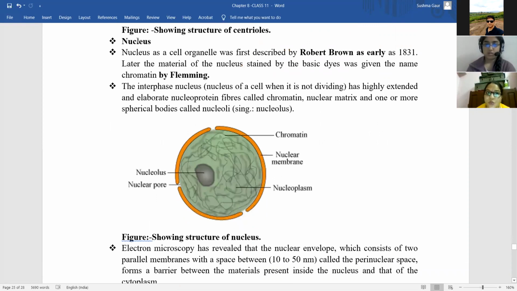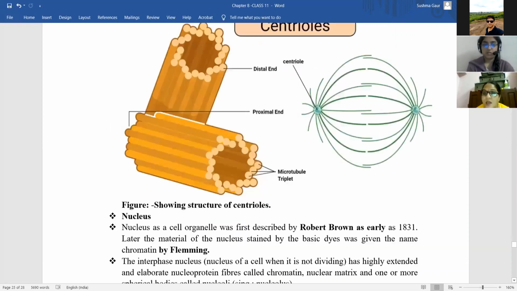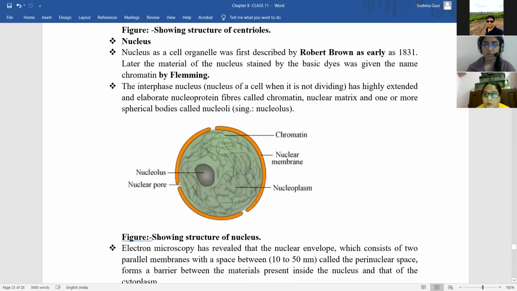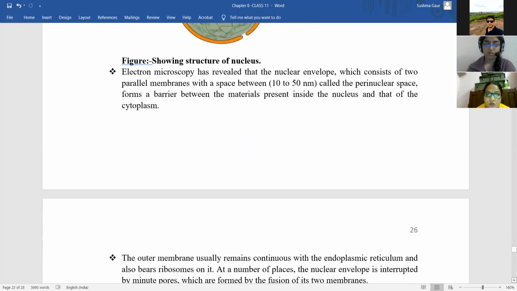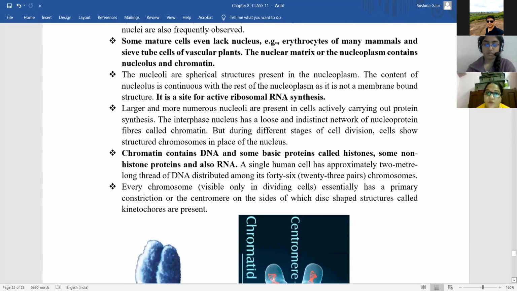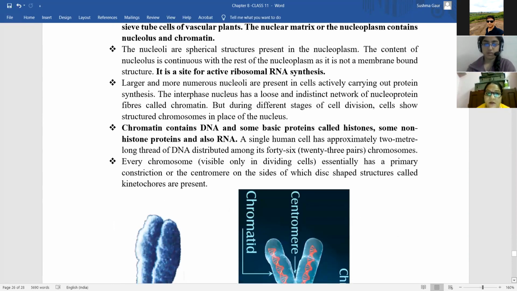So the next is nucleus. So I am skipping it, okay? Because we have almost covered the nucleus. You got it done in between, so you understood everything. So I think I should not repeat it. You can read this. If you find any difficulty, then I will explain it to you.